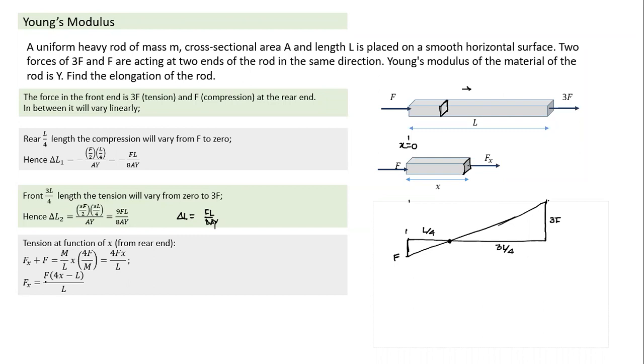And once I have the value of Fx, notice what Fx is when x is equal to 0. When x is equal to 0, Fx becomes equal to minus F, compressive. And when x is equal to L, what is the value here? It becomes 3F. And for all other in-between points, we also have an expression. And now through integration, I can calculate dx.